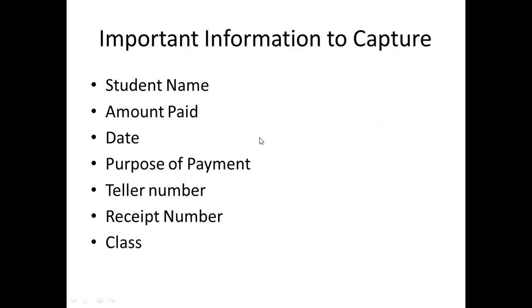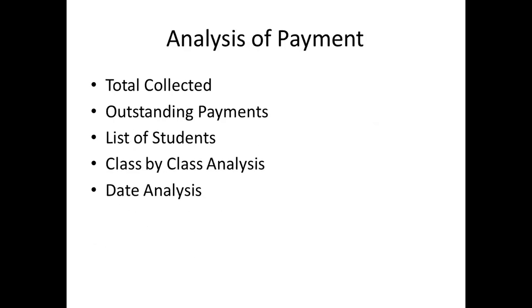The date of payment is very important. And the payment purpose: some schools have a different account for school fees, another account for uniform, another account for books. So you should be able to state on the payment teller or receipt what has been paid, the purpose of that payment. Also important is the teller number or the receipt number. Also, the student's class, so that while you are reconciling, you'll be able to reconcile each payment to each student in a particular class.